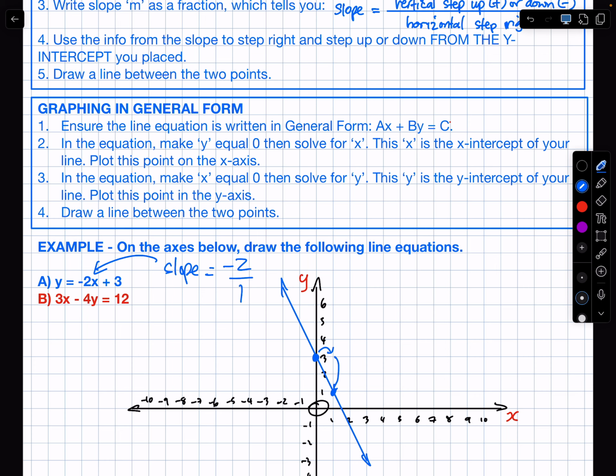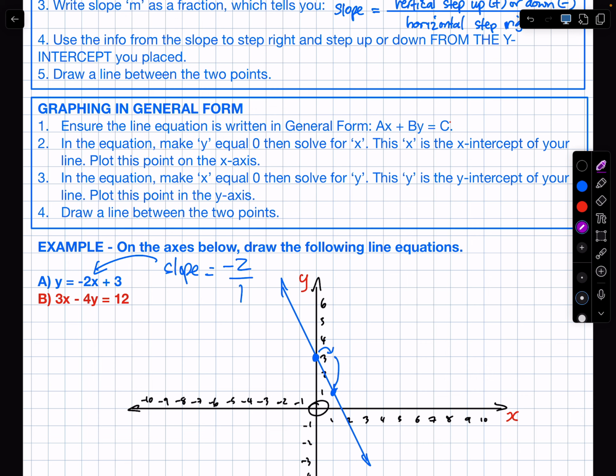So now, it shouldn't be all wishy-washy. You look at a line that looks like this. What is the y-intercept? 3. So I place a dot at +3. How do I work out what direction to go? I look at the slope and write it as a fraction. It's going to be -2/1. So I go down 2 and to the right 1, and then draw a line through them. Okay? Just for interest's sake, I'm going to do one in purple.